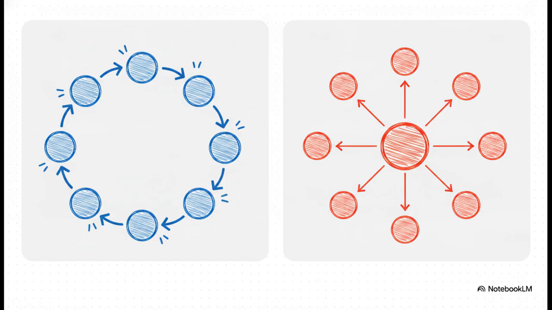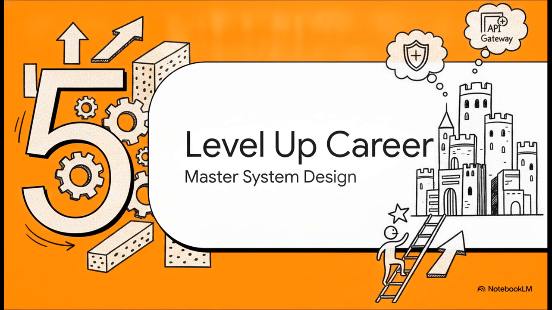You've got choreography, where there's no central orchestrator. Services basically just react to events published by other services. Or you have orchestration, where a centralized controller explicitly commands each service on what to do. The best part? If any step fails along the way, the Saga intelligently runs compensating transactions to practically undo all the preceding steps.